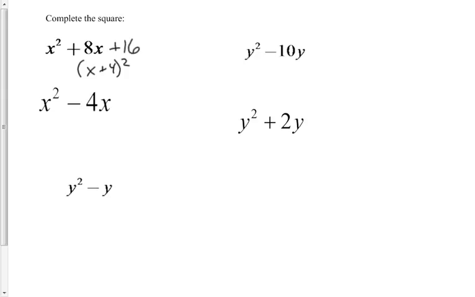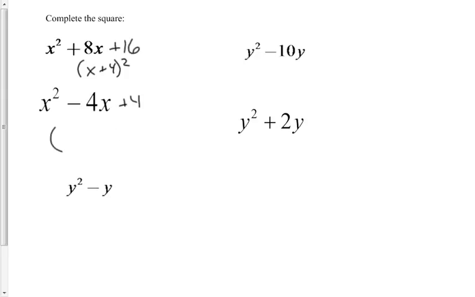So why don't you take a moment here with the x squared minus 4x and the y squared minus 10y and write down what's going to complete the square. What will complete the square. So Calvin, what's going to complete the square on the x squared minus 4x? Plus 4, yep. Because again, cut that -4 in half, you get -2, square it.